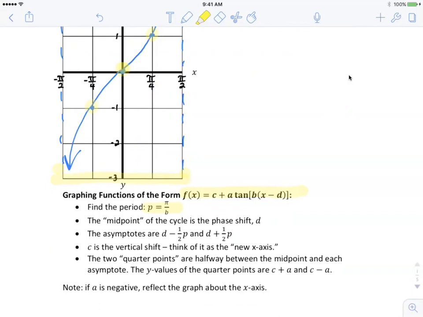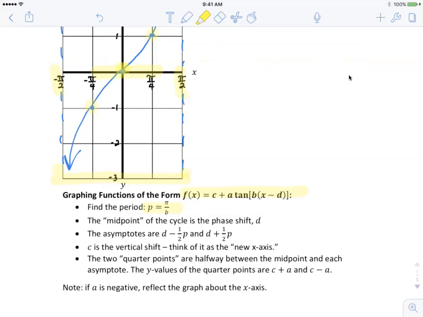The midpoint is typically at 0 unless you have a phase shift. The midpoint is just going to be at that phase shift, right? A phase shift is a horizontal shift. So if you shift this around, it's going to be wherever that midpoint ends up. And then asymptotes are halfway, half of the period in either direction, right? So that's half of the period, half of the period. And then if you have a vertical shift, you're just going to shift this thing up.